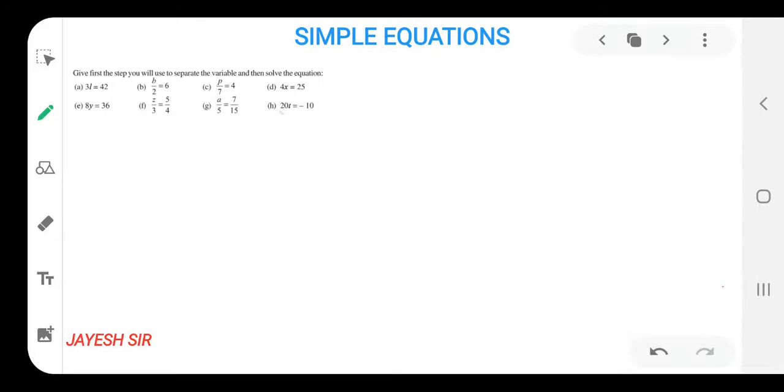So let us begin with the next type and see what we have to do over here. A similar thing we have to do. We need to find the value of the variable and then solve the equation.